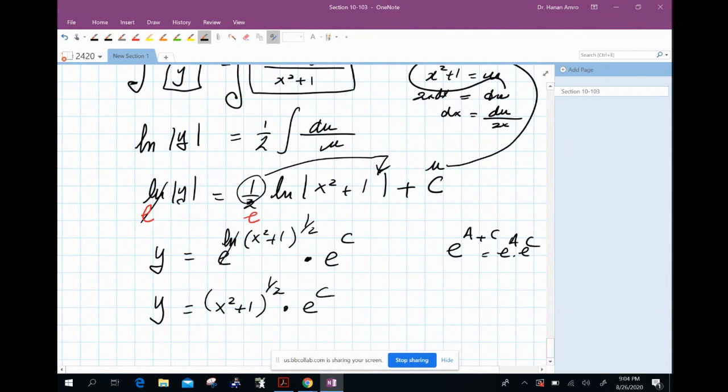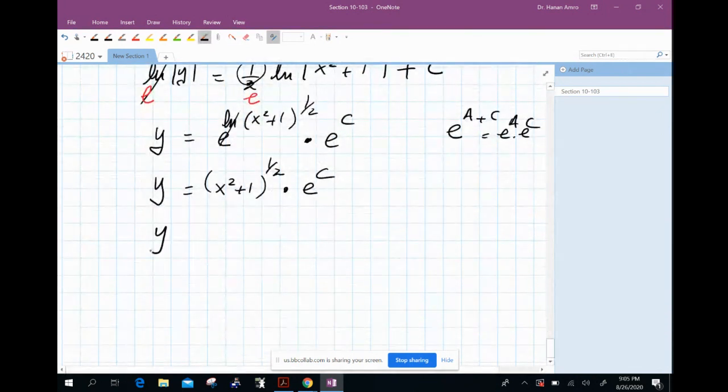That's the equation we can write as our final solution. Or we can put c in the front, because that's the general solution. Some people leave it like that, or some people write y equals the square root of x squared plus 1. And this e to the c is just a c, so we can put a c in the front if we want to.